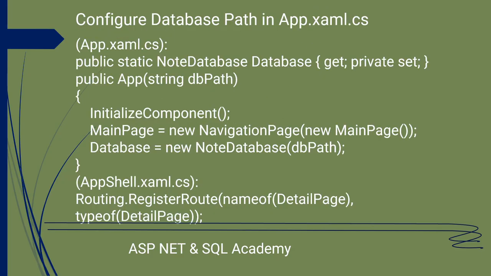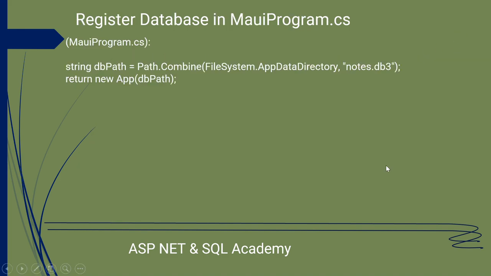Set up a static property in App.xaml.cs to access the database globally. Pass the path from MauiProgram.cs. Build the file path using FileSystem.AppDataDirectory so it works across platforms like Android, iOS, and Windows.